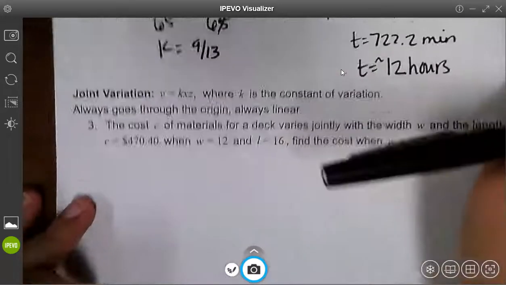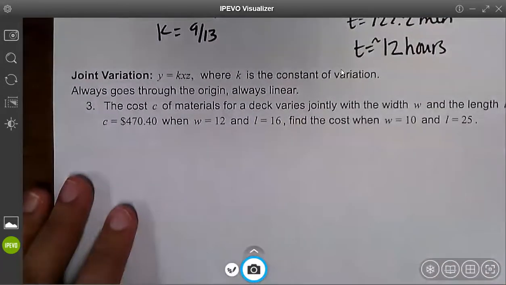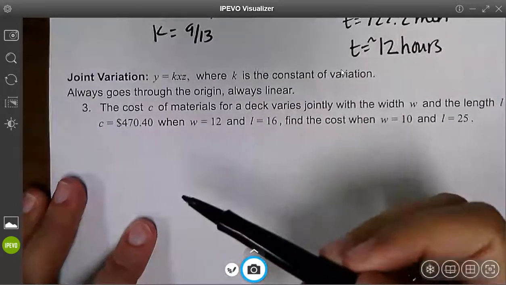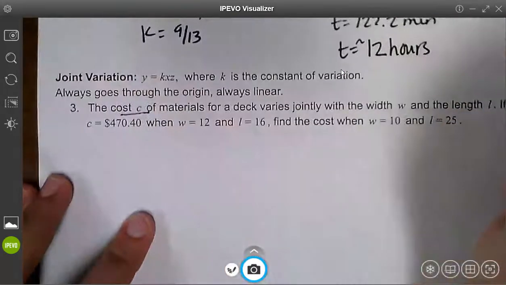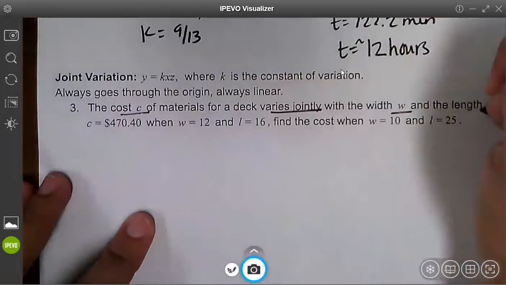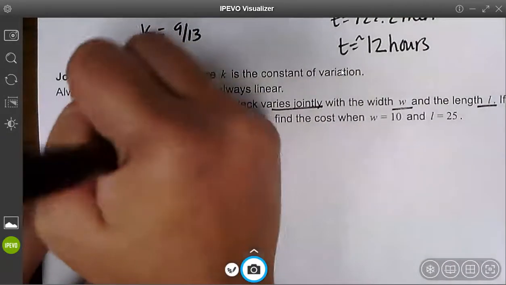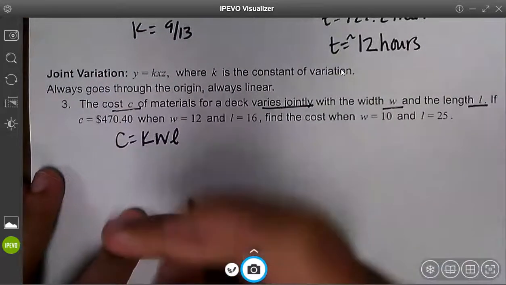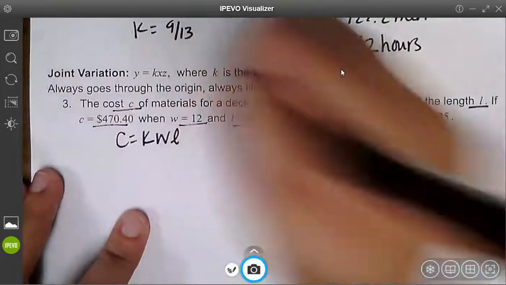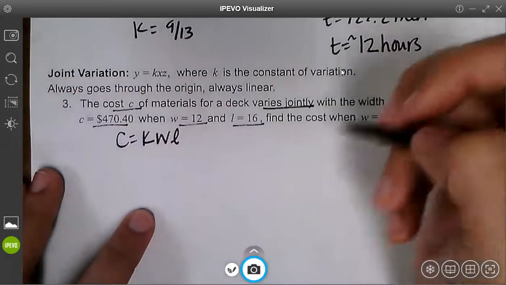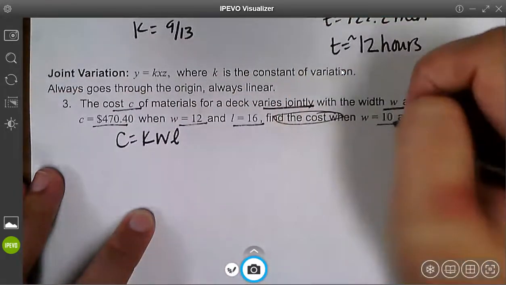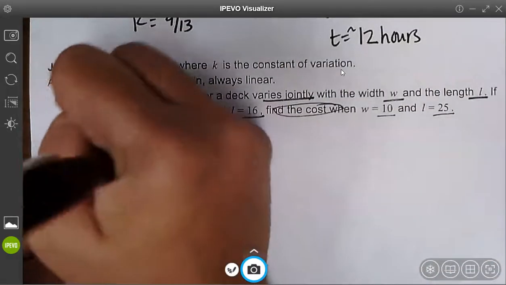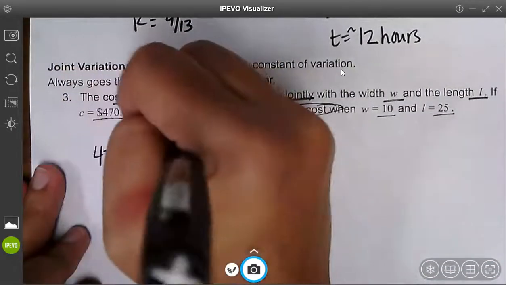That's direct variation. Joint variation is when there's more than one thing that it varies with. So it's the same as direct variation, you just have 2 more variables with your k. The cost C of materials for a deck varies jointly with the width and the length. So my equation is C equals k times WL. We have to come up with our equation so we can find the cost when the width is 10 and the length is 25. So first I'm going to plug in my original information to solve for my k.